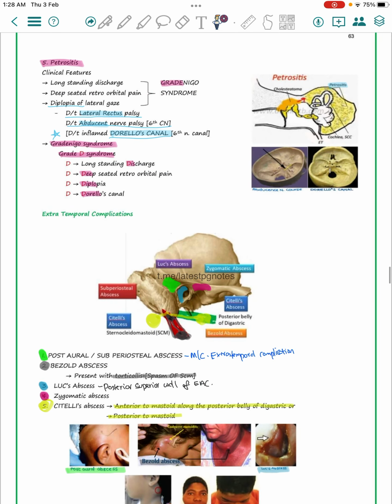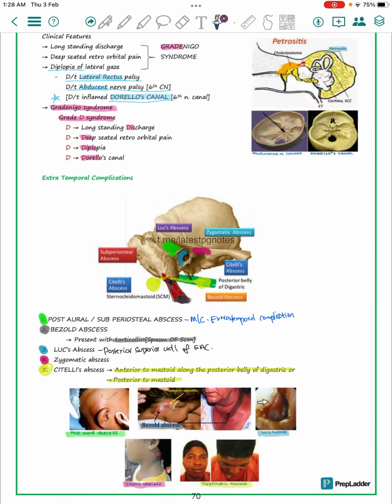Then let's come to the extratemporal complications. Abscess formation is the extratemporal complication. You can see the postaural subperiosteal abscess, which I marked in green, which is behind the EAC. This is the postaural abscess. Then the Bezold abscess, which is present over the sternocleidomastoid. This is the mastoid process, where the sternocleidomastoid muscle runs from the sternum to the mastoid. Here is the abscess, so this is the Bezold abscess.